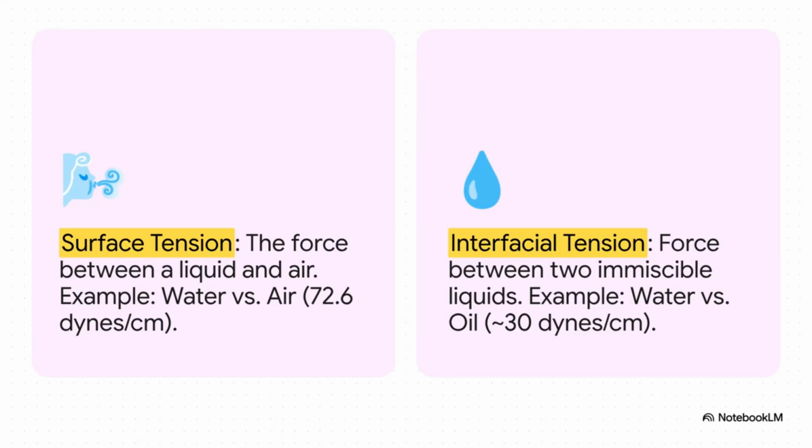Okay, so think about it like this. Inside a drop of water, all the molecules are getting pulled on equally in every direction by their neighbors. But right at the surface, there's an imbalance. They get pulled inwards, and that creates a kind of skin. We call this surface tension when it's between a liquid and air, and interfacial tension when it's between two liquids that don't mix, like oil and water. Now just look at those numbers for a sec. The force between water and air is more than twice as strong as the force between water and oil. That difference in strength, well, that's a huge piece of this puzzle.